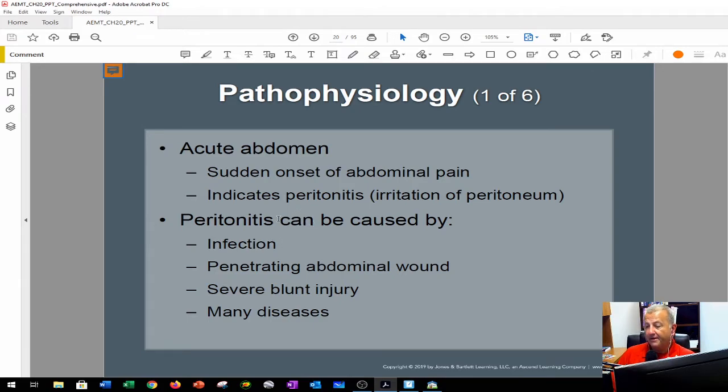The peritoneum is actually the lining of the abdominal cavity. And so peritonitis can be associated with infection, abdominal wounds, blunt injury. That's just like the slide says. I hate reading from the slide. But just understand it's more associated with infection.